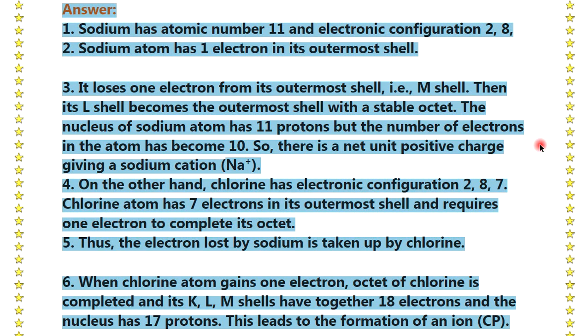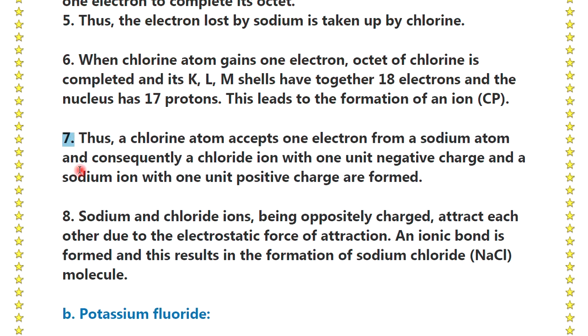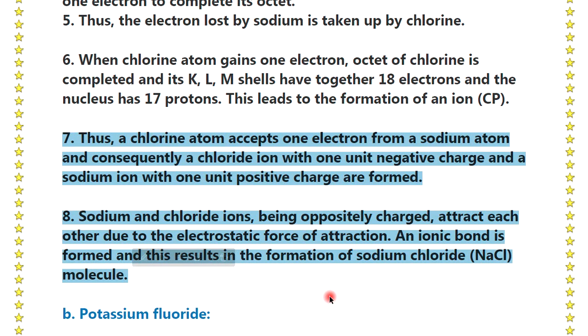When chlorine atom gains 1 electron, octet of chlorine is completed and its K, L, M shells have together 18 electrons and the nucleus has 17 protons. This leads to the formation of an ion, means Cl-. Thus, a chlorine atom accepts 1 electron from a sodium atom and consequently a chloride ion with 1 unit negative charge and a sodium ion with 1 unit positive charge are formed. Sodium and chloride ion being oppositely charged attract each other due to the electrostatic force of attraction. An ionic bond is formed and this results in the formation of sodium chloride, means NaCl molecule.